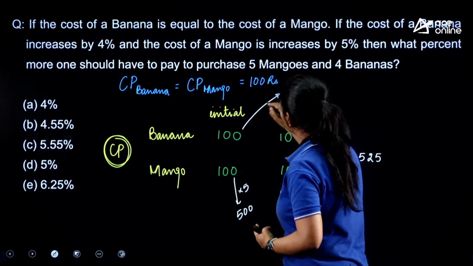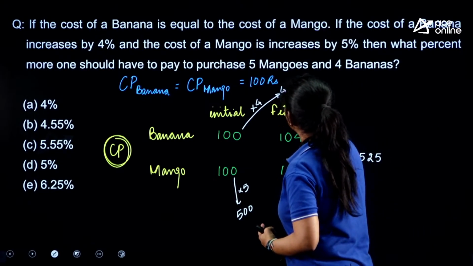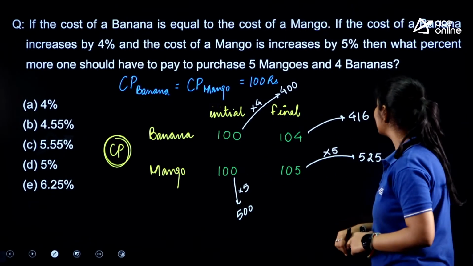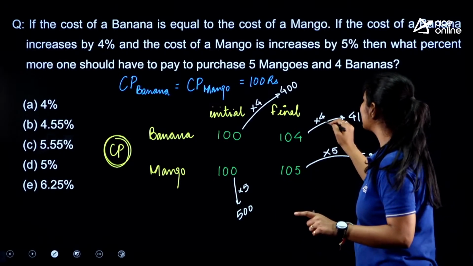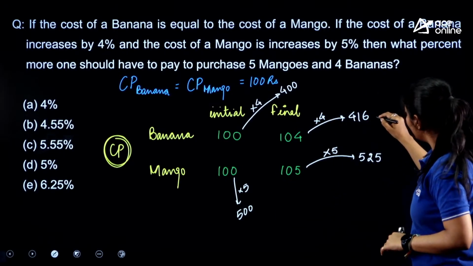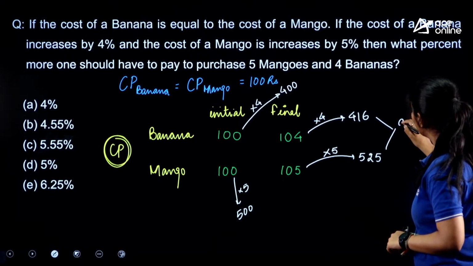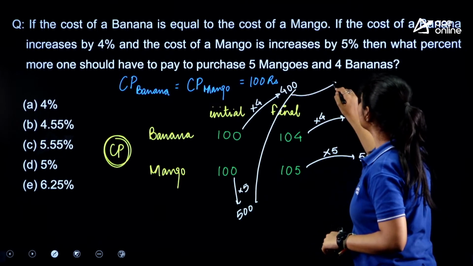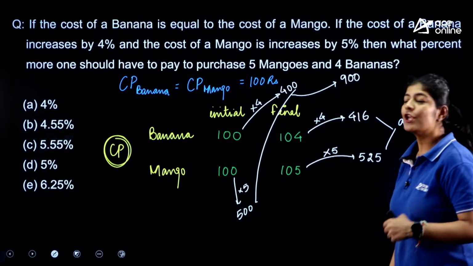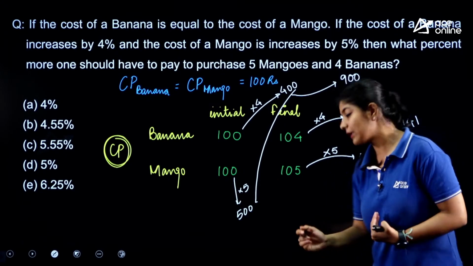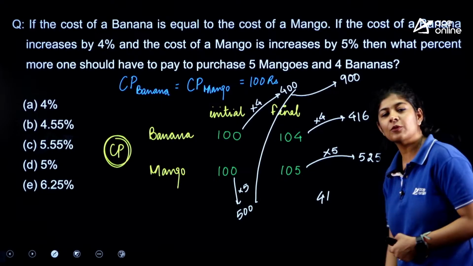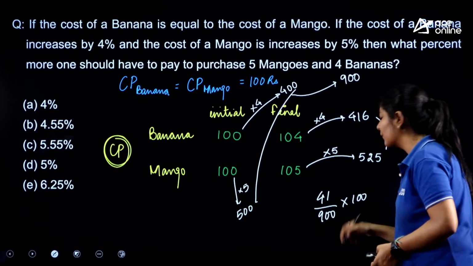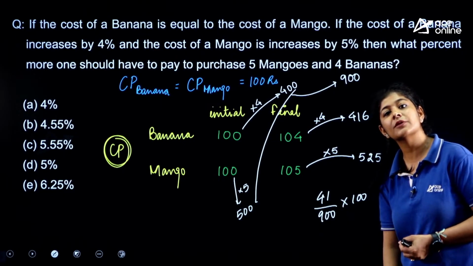If I want to purchase 4 bananas, initially I am paying 400 rupees, now I have to pay 416 rupees just to purchase the same number of bananas, right? So in total how much amount am I paying? I am paying 941 rupees, but initially I was only paying 900 rupees. The question is asking how much more amount I am paying. So I am paying 41 rupees extra on 900, and multiplied by 100. Why are we multiplying by 100? Because we need to calculate the percent.